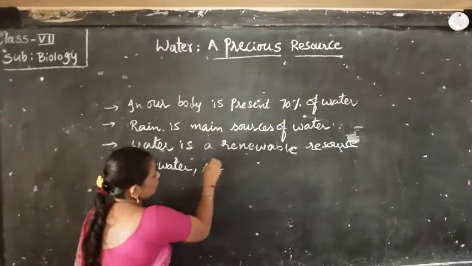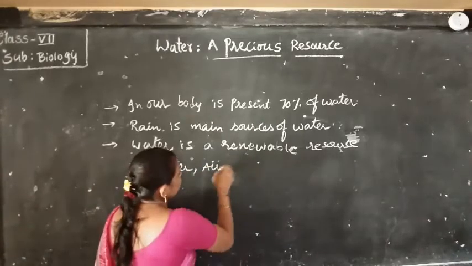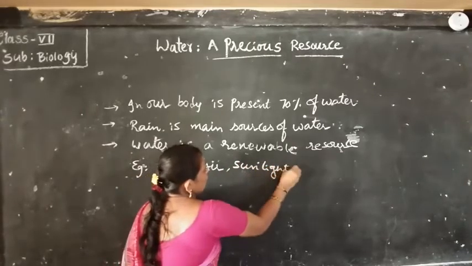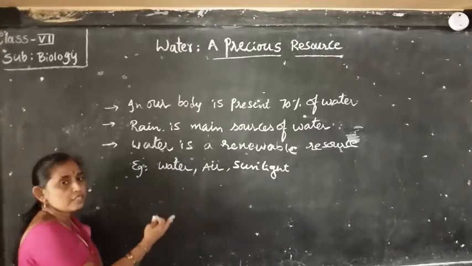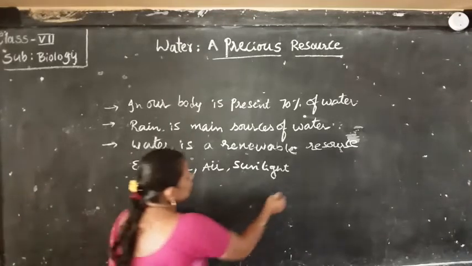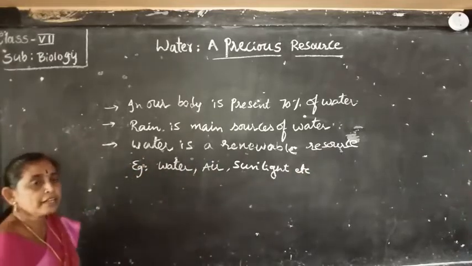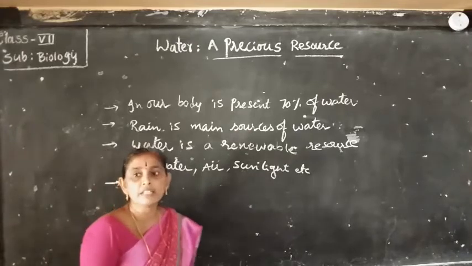Water, air, sunlight. Okay, water, air, and sunlight are renewable resources. But some are non-renewable resources. For example, they are not available freely in nature.